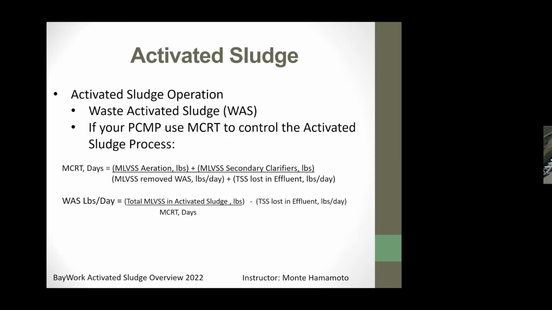So again, this is just an example of the different process control parameters and what you can do with them and make it meaningful. But you have to be consistent. You can't use SRT, your sludge age, one day and use MCRT the next day. It has to be consistent. You have to use one or the other.